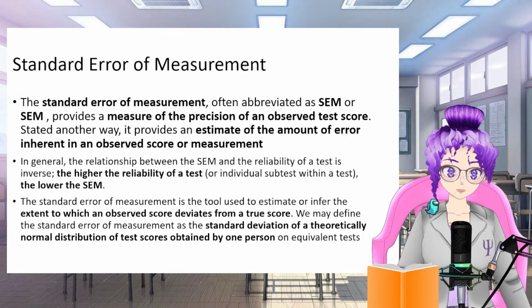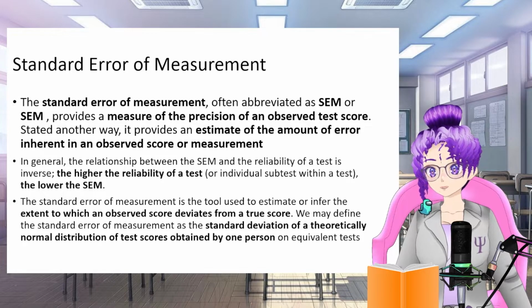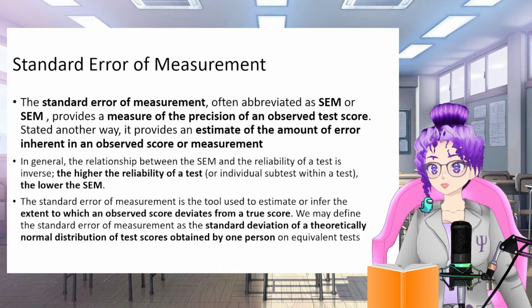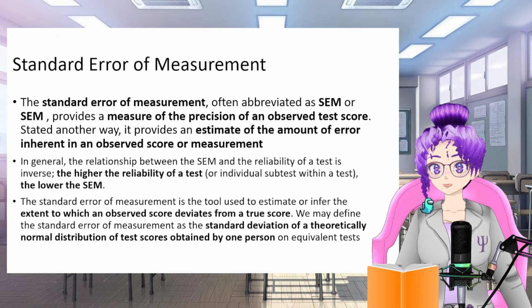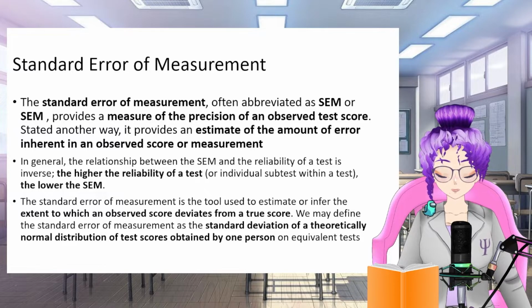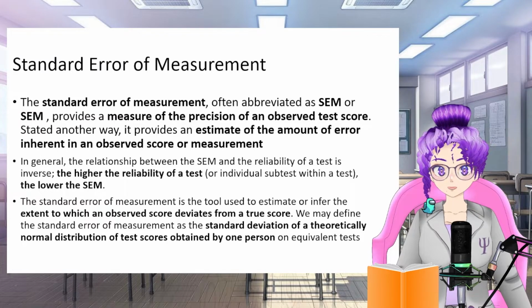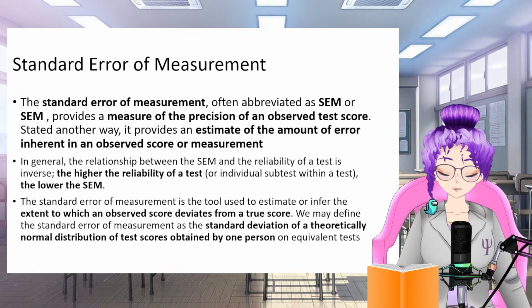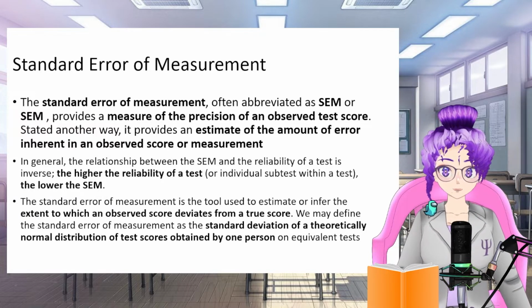So the standard error of measurement provides us with an estimate of error that we get from an observed score. In general, the relationship between the SEM and the reliability of tests is inverse. The higher the reliability of the test or individual subtests within a test, the lower the SEM. If we go back to our correlation, the relationship between standard error of measurement and reliability is that if reliability is higher, the SEM is lower.